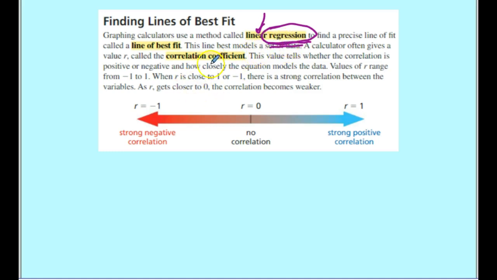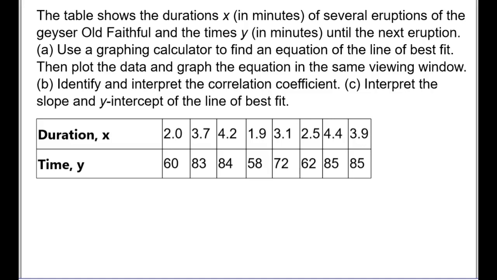Okay, that technology will also give us a correlation coefficient, which tells us how close our model actually fits the data. Okay, so the closer to 1, the better the model is. If it's negative 1, it's a strong negative correlation. And if we're close to 0, that means there's no correlation. Our data just doesn't fit this model. Okay, so here we go.